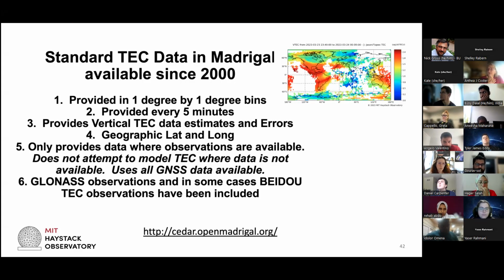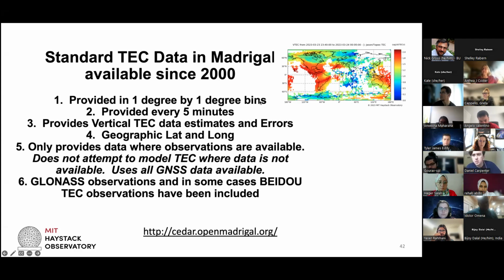So I, of course, work primarily with the GPS, so I'm going to tell you a bit about that, but we have this standard product. These kinds of maps are available for any day since 2000 on the web. You can download them, but these are the binned data. So here we provide the data. The maps are 3 degrees by 3 degrees every 20 minutes, but we also provide the data in HDF5 format, 1 degree by 1 degree bins every 5 minutes.